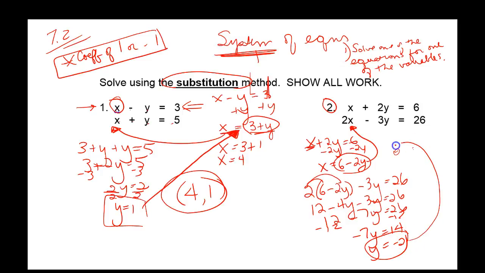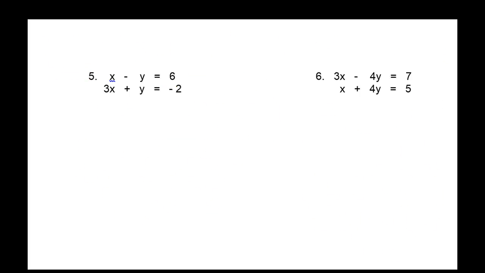Alright, so I'll take this and I'll plug it right back in here. x equals 6 minus 2 times -2. 6 plus 4 is 10. My answer should be (10, -2). Now I'm going to eyeball it here. I got 10 minus 4 equals 6. 20 plus 6 equals 26. That works.